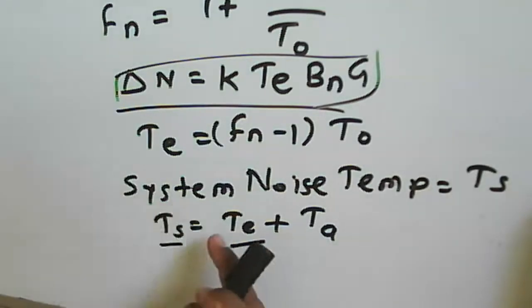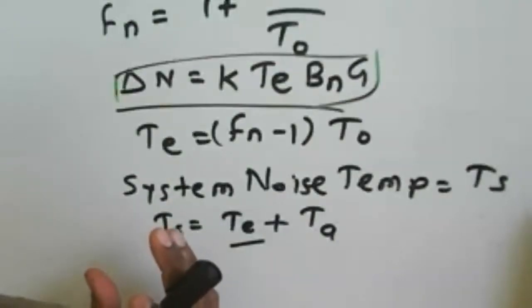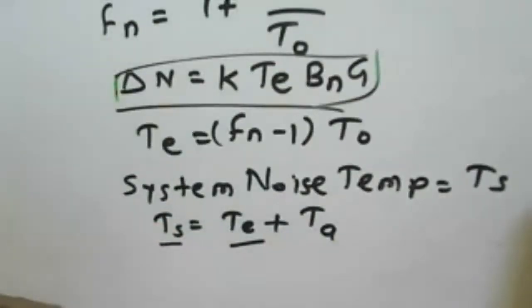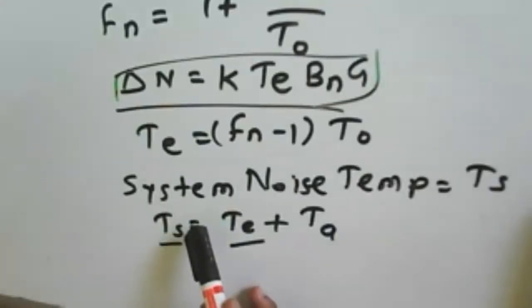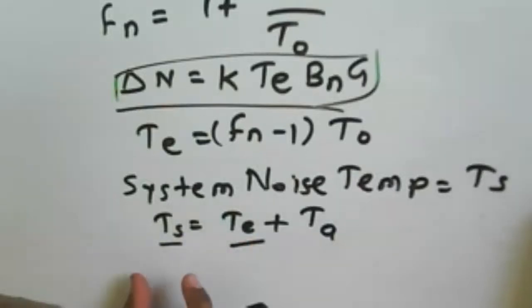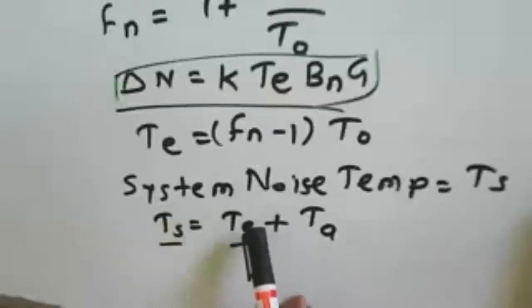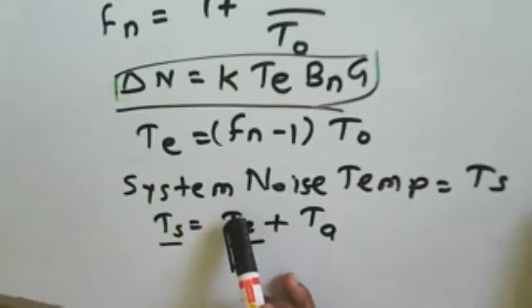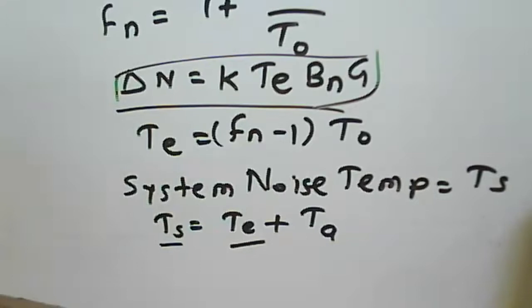So this system temperature, system noise temperature, is again called the operating noise temperature of the system. TS is nothing but the effective noise temperature of the system. It consists of the effective noise temperature of the receiver, which includes the components we have as well as the receiver component, and the noise temperature from the antenna.